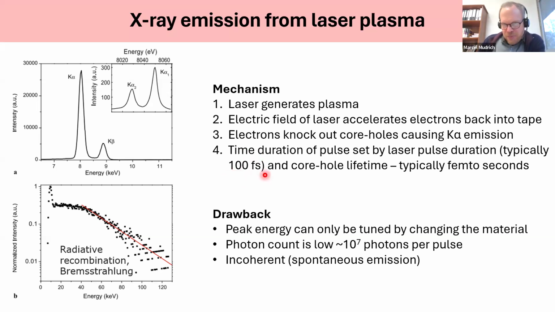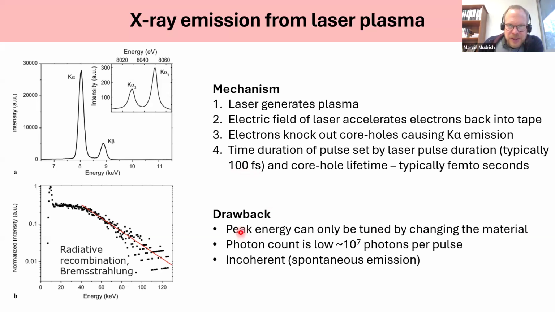Which is nice, but in some experiments we may actually want even shorter pulses than 100 femtoseconds. But there is no way of getting these pulses even shorter because we rely on spontaneous emission, which is just given by the Einstein A coefficient. There's no way of compressing these pulses even shorter.